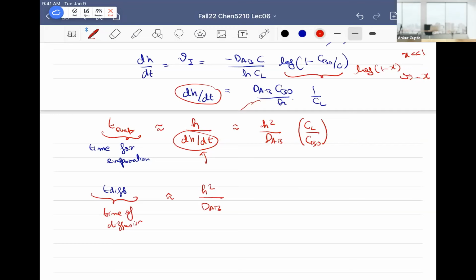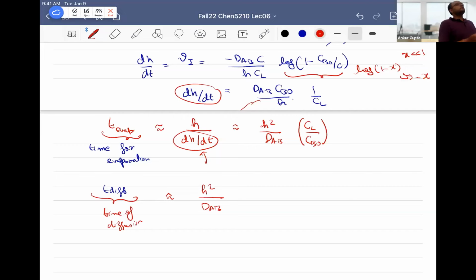So what does this mean? It tells you that time of evaporation is much higher because there is a ratio of liquid density to the vapor density. The phase change requirement makes evaporation much slower, whereas diffusion doesn't care about the phase change, simply the distance squared by the diffusivity. That's why you can assume that evaporation is much, much slower than diffusion, because the time for evaporation is much larger. And that justifies our pseudo steady assumption, and that's why we are able to reduce from a 1D unsteady problem to a 1D steady problem.